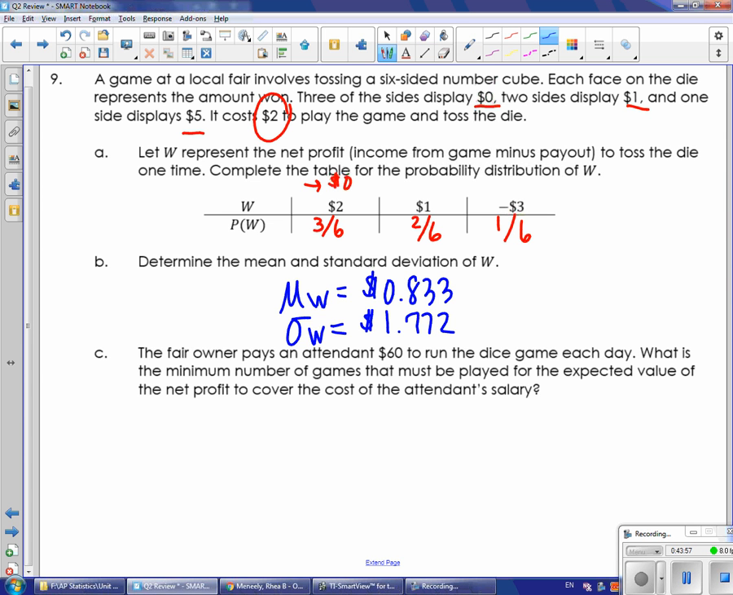In letter C, it says the fair owner pays an attendant $60 to run the dice game each day.